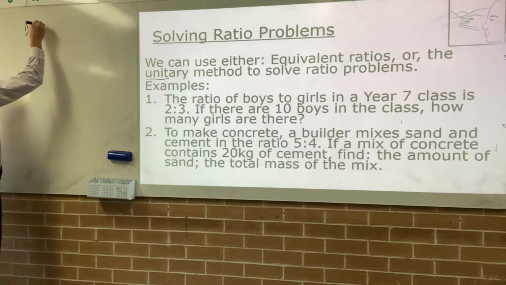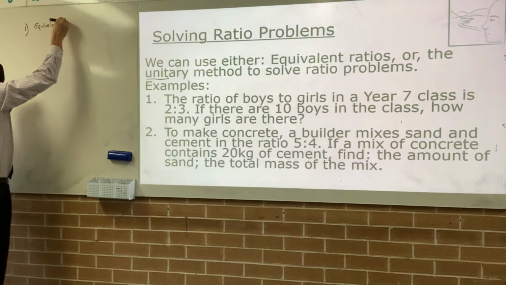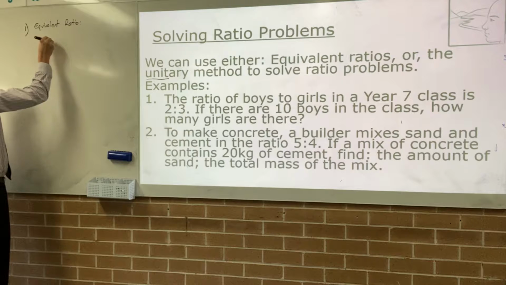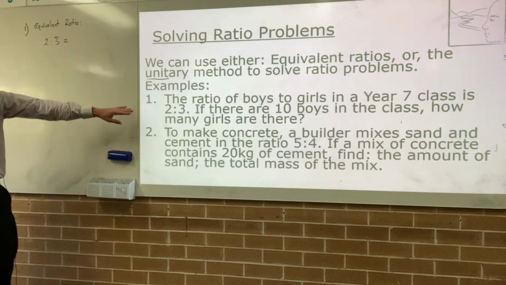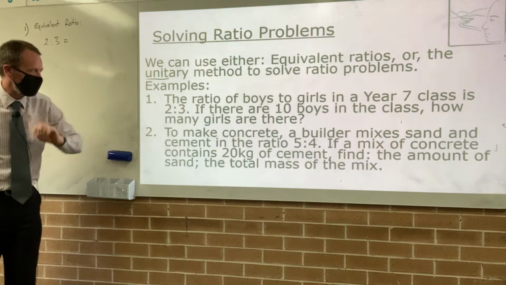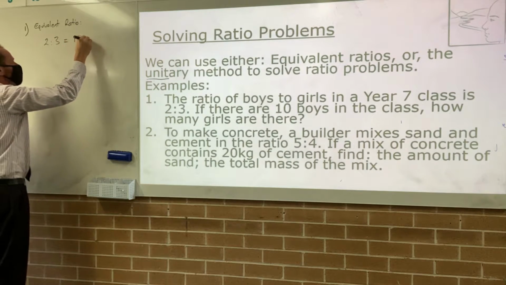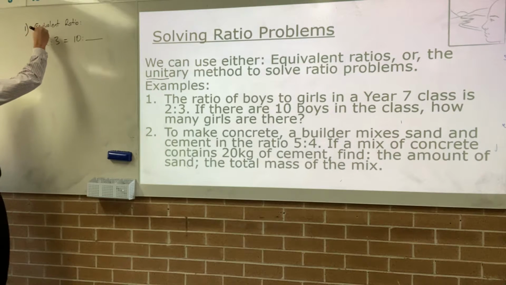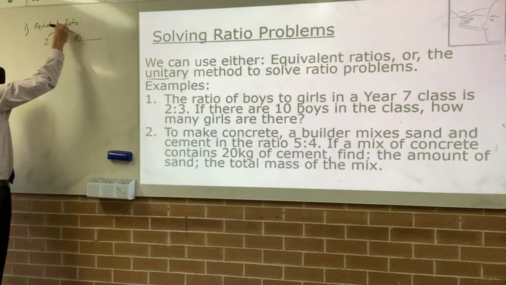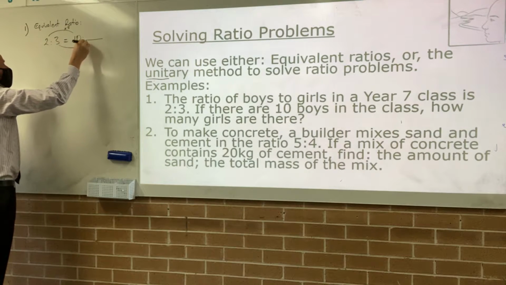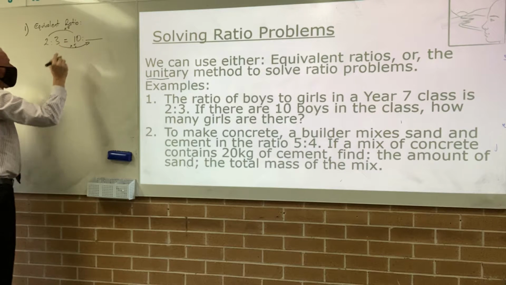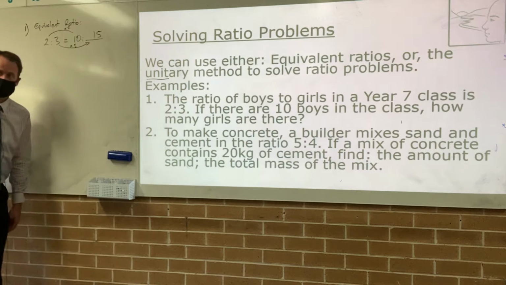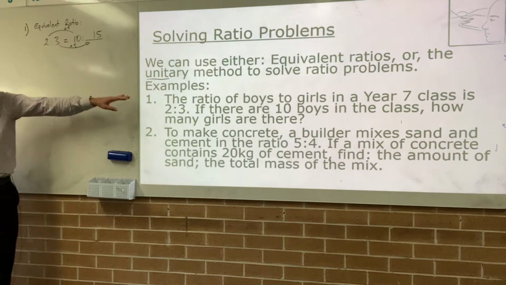If we were to use the equivalent ratio method, what we would do is we'd write it as a ratio. So 2 to 3 is equal to, and it's boys to girls, and it tells us there are 10 boys, and we want to find out how many girls. Our equivalent ratio says, well, to get from 2 to 10, you multiply by 5. So to get from 3 to whatever it is, you need to multiply by 5. So what is 3 times 5? 15. Excellent. 15. That's our answer. So you would then write the answer.